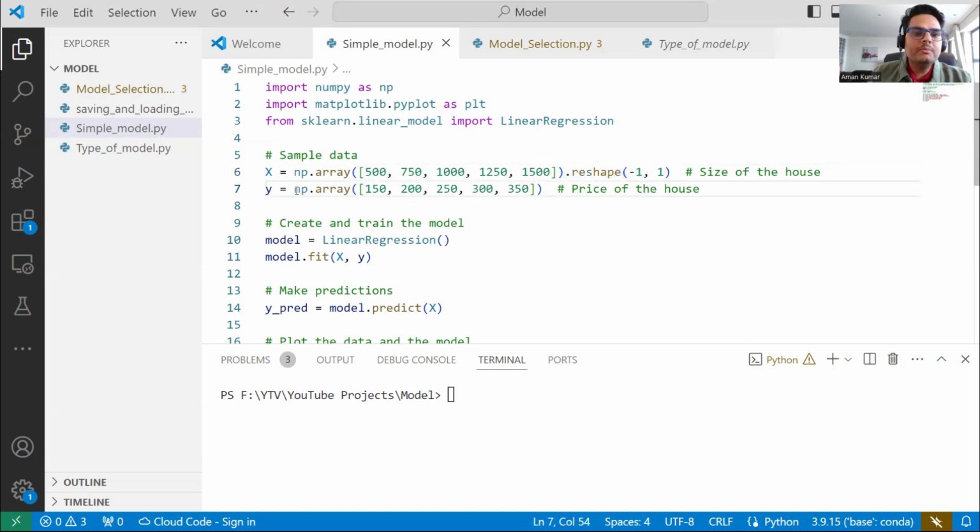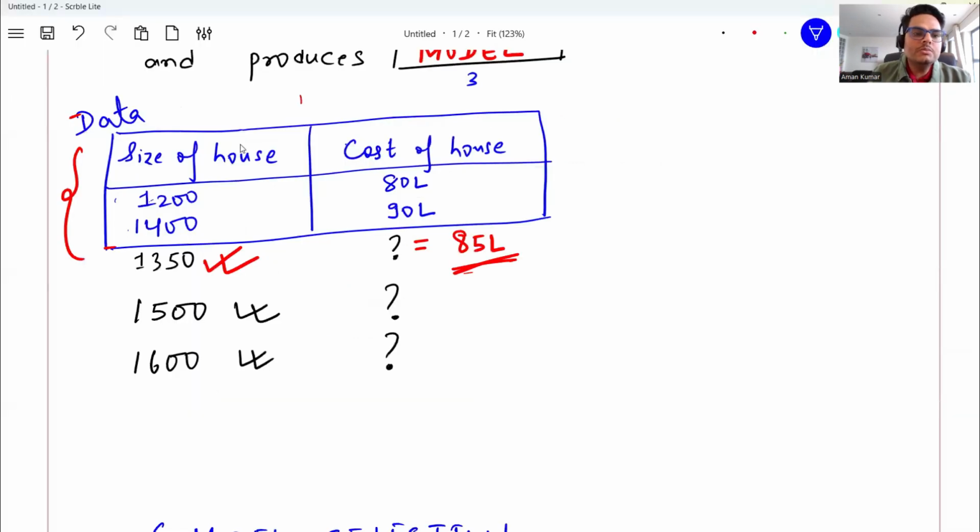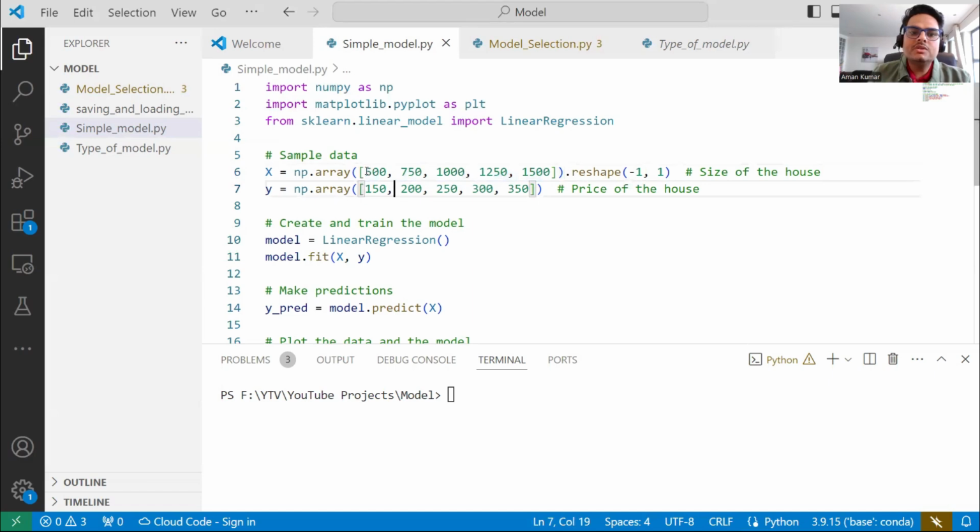And Y is basically the price of the house, for example 150, 200, 250, 300, 350. This could be in hundreds of US dollars, so don't get confused on that. 150 means 150K USD. So this is basically the two columns that I showed you, size of the house and cost of the house. Size of the house is these values. Cost of the house is these values.